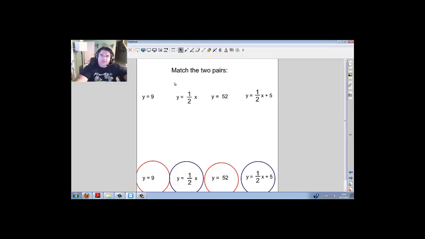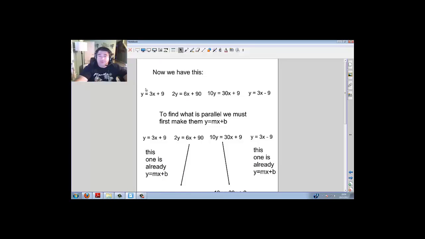And we're back. Match any of the two pairs, and you see here I've already matched them for you. These two are the same because y equals 9 and y equals 52. There is no x value, therefore they're parallel. And this here, y equals half x and y equals half x plus 5, again, even though there's no plus after, it means plus 0, same slope, different intercept. Excuse me, these are parallel.